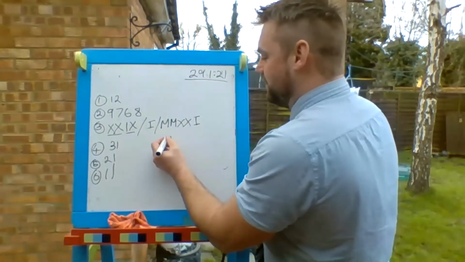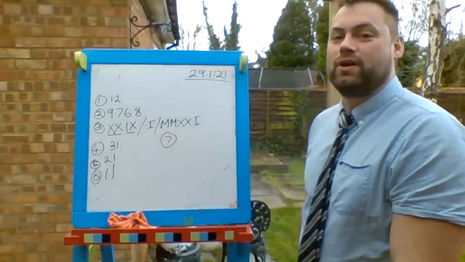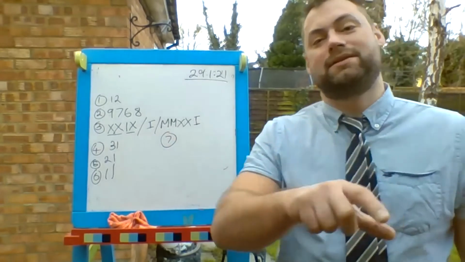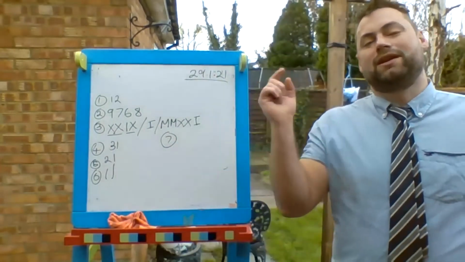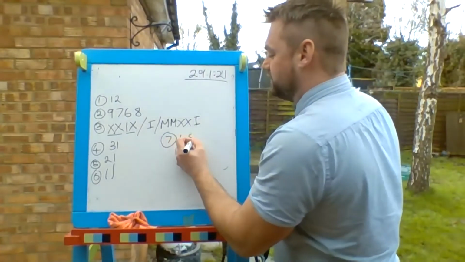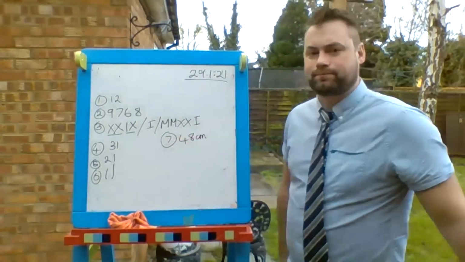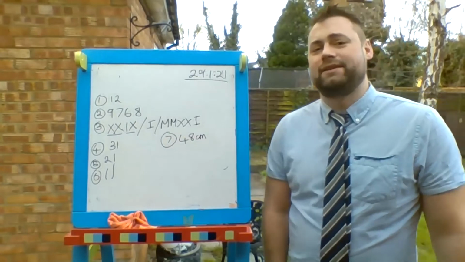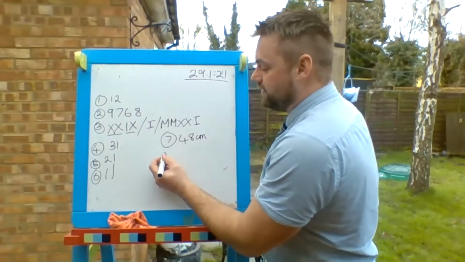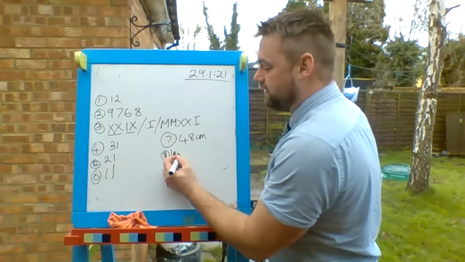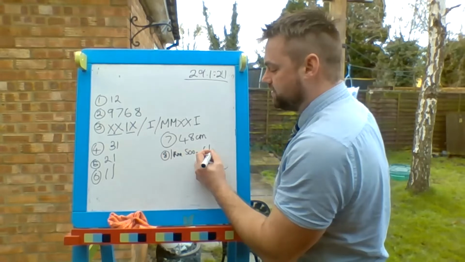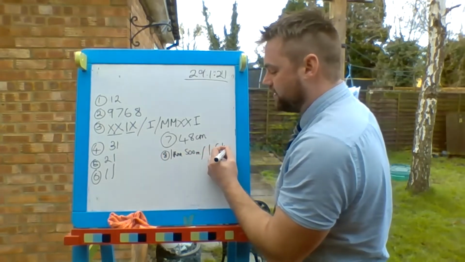We're going to do number 7 over here. Question 7, what is 480 millimeters in centimeters? So there are 10 millimeters to every centimeter. So we're going to divide this number by 10, and that will give us 48 centimeters. And then what is 1,500 meters in kilometers? Well, we can write this in 2 ways. 1 kilometer 500 meters, or if you know how to use decimals, 1.5 kilometers.